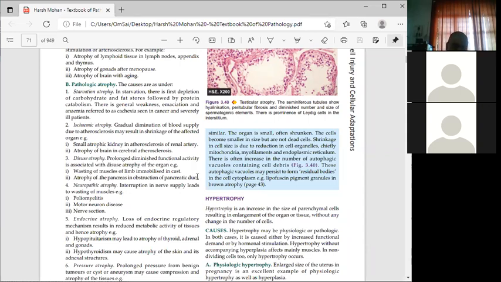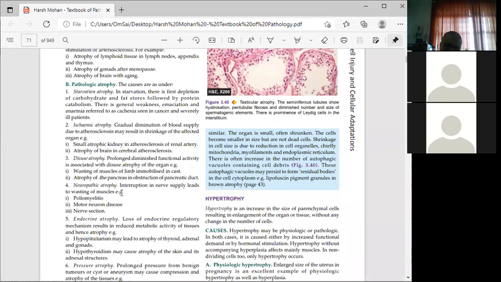Then atrophy of the pancreas may occur in obstruction of the pancreatic duct. That is disuse atrophy: wasting of muscles of a limb immobilized in a cast, if we are immobilizing it.